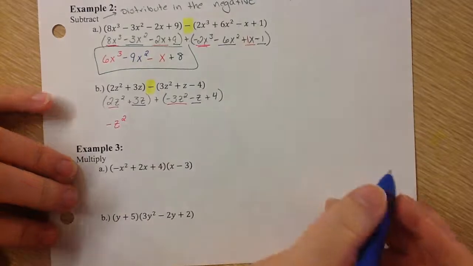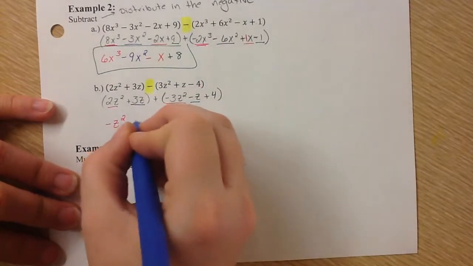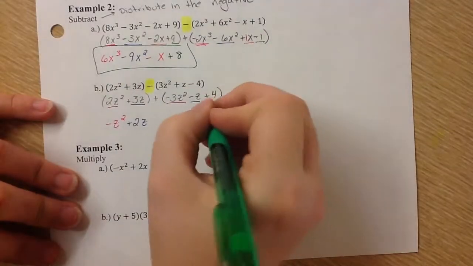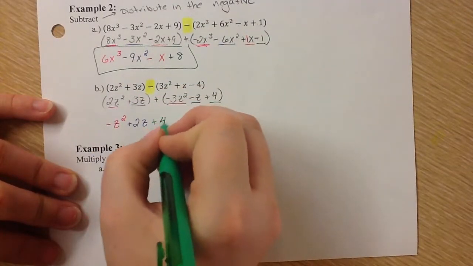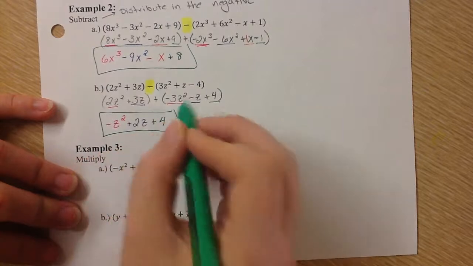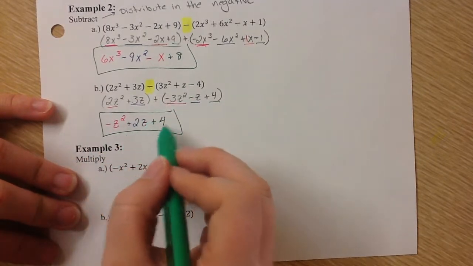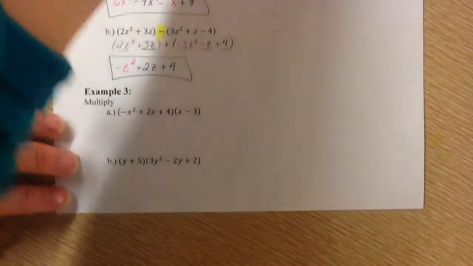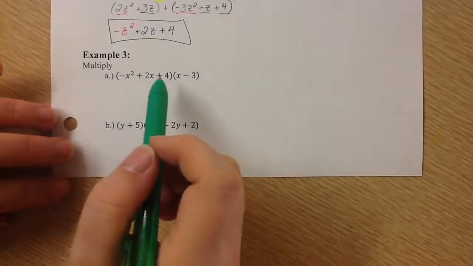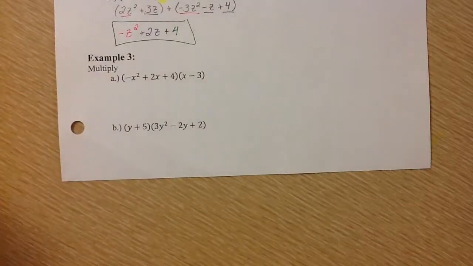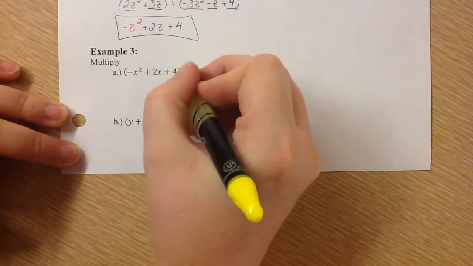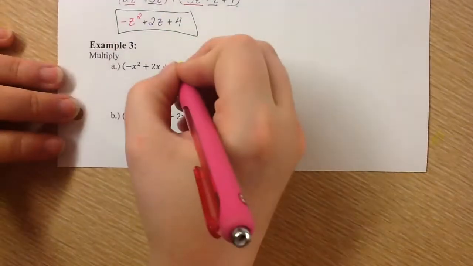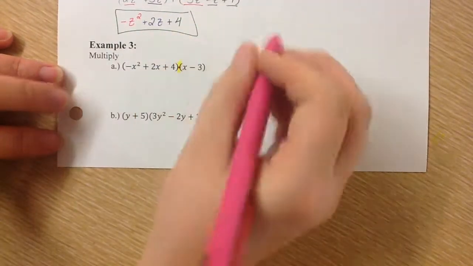3z minus z gives me a positive 2z. Now everything's accounted for except for that last add 4. There's no other like term to it, so we just have an add 4. Negative z to the second plus 2z plus 4. Okay, now to multiply. Okay, now when I'm multiplying, notice that between my two parentheses, there's nothing in between here. So that tells me it's a multiply. Sometimes it's useful to come in and put that little dot in between there. So this is a multiply.